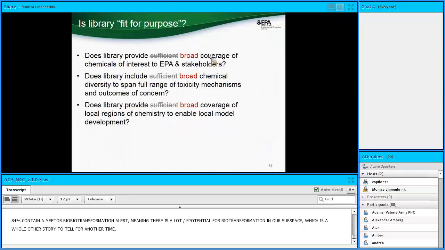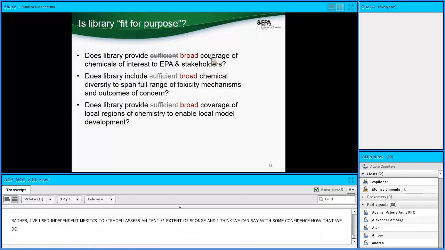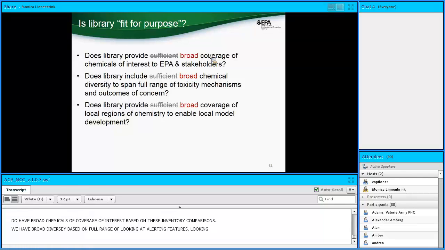So let me now cycle back to the original slide and questions that I posed at the beginning of this talk. Does the library provide sufficient coverage? I have changed the term sufficient because that is a relative term that has to be applied to specific questions. Rather, I've used independent metrics to try to assess an extent of coverage. And I think we can say with some confidence now that we do have broad coverage of chemicals of interest based on these inventory comparisons. We have broad diversity based on a full range of looking at alerting features, looking at the models out there, and broad coverage of local regions of chemistry that can really empower some of these modeling approaches that I think will become more and more useful.